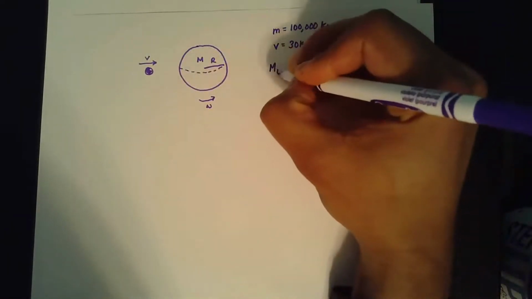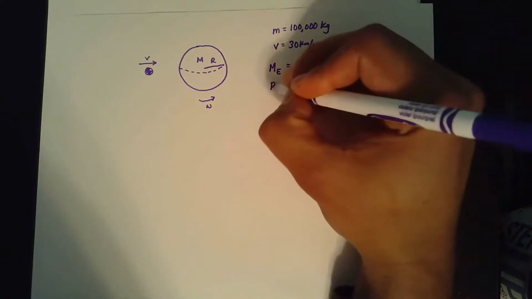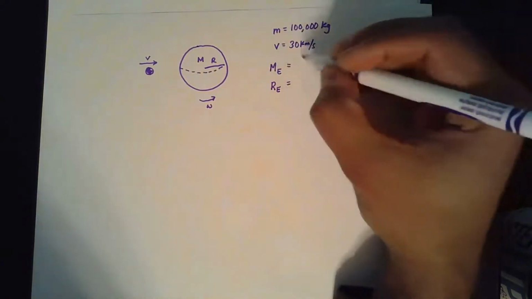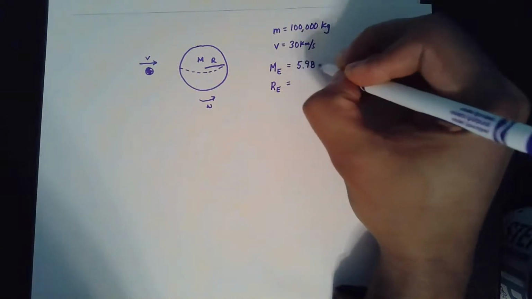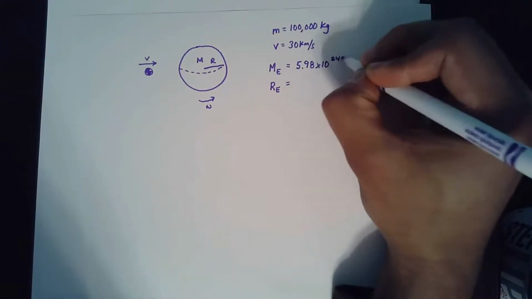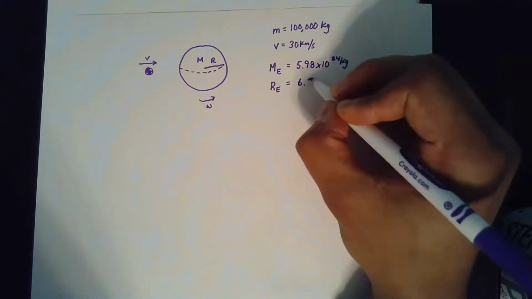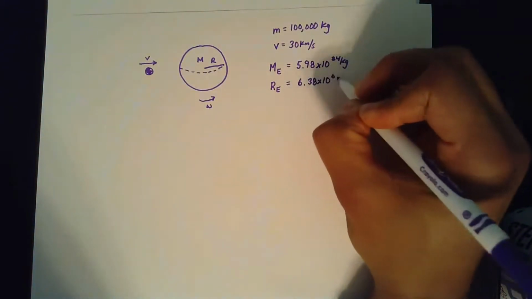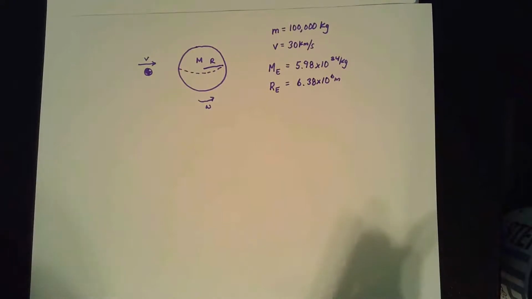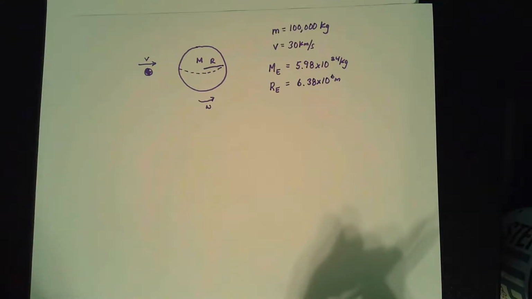Well, first off is I need to know the mass of the Earth. I need to know the radius of the Earth. I believe this is 5.98 times 10 to the 24th kilograms, I think. I believe this is 6.38 times 10 to the 6th meters, and I hope somebody checks me on that. Is everybody checking right now? Because I guessed.